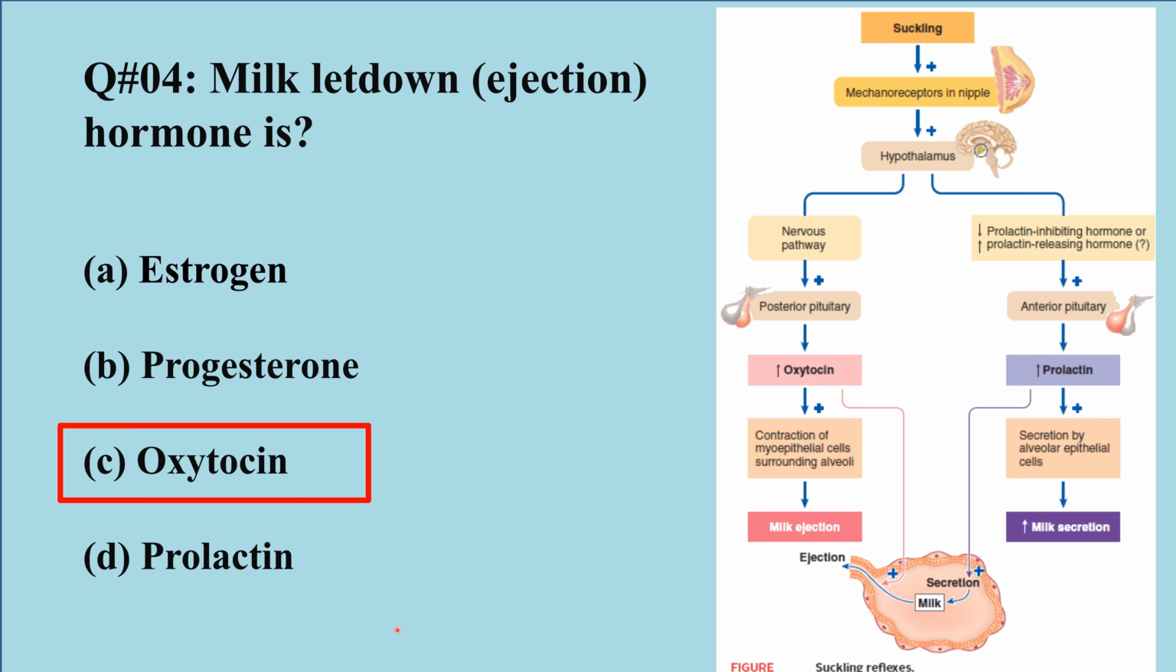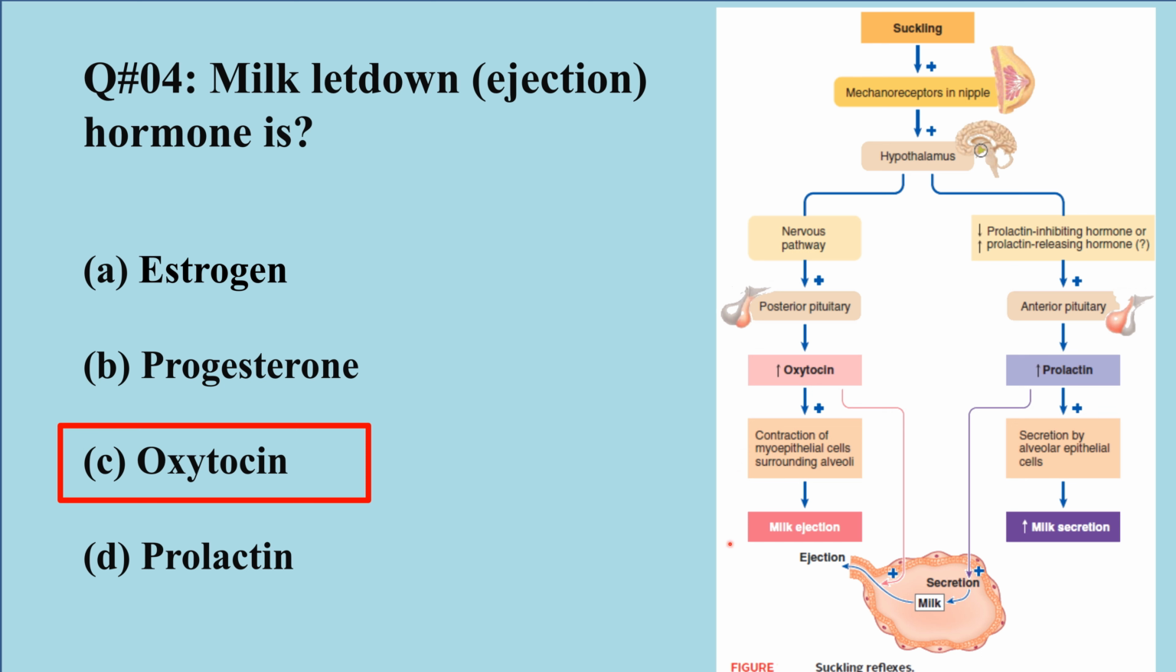How does this process work, how is the oxytocin involved in the ejection of milk from the breast? Here the flow chart shows the two pathways. After the suckling, it activates the mechanoreceptors and sends signals to the brain. Then hypothalamus follows the two pathways. For the oxytocin, it follows the nervous pathway. It stimulates the posterior pituitary, and then through posterior pituitary, the oxytocin is released. Then oxytocin causes the contraction of the myoepithelial cells surrounding the alveoli. And then through this mechanism, oxytocin is involved in the milk ejection.